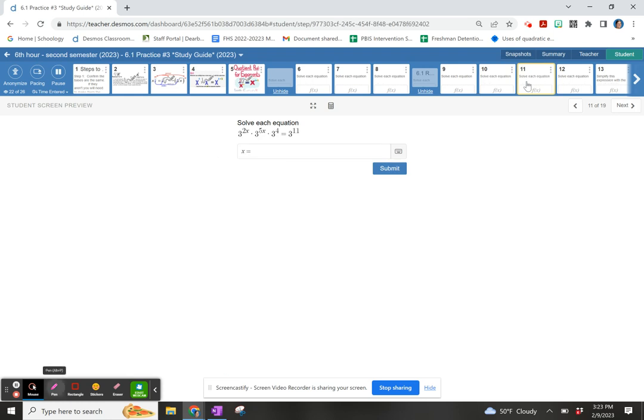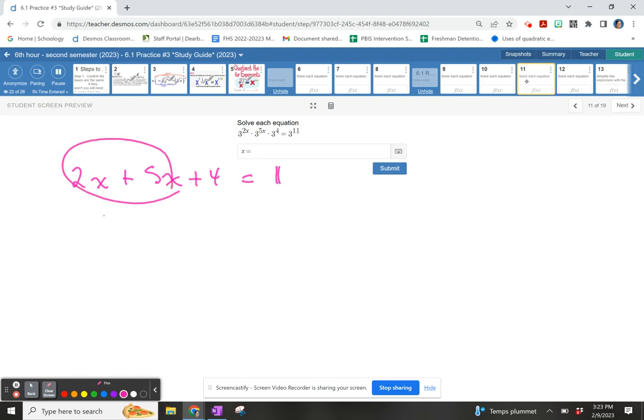Number 11, slide 11, we are multiplying here, so we have to add the exponents. Drop down the equal sign, and then the last exponent is 11. We can combine like terms. We have 7x plus 4 equals 11, minus 4 on both sides. And then we're going to divide.